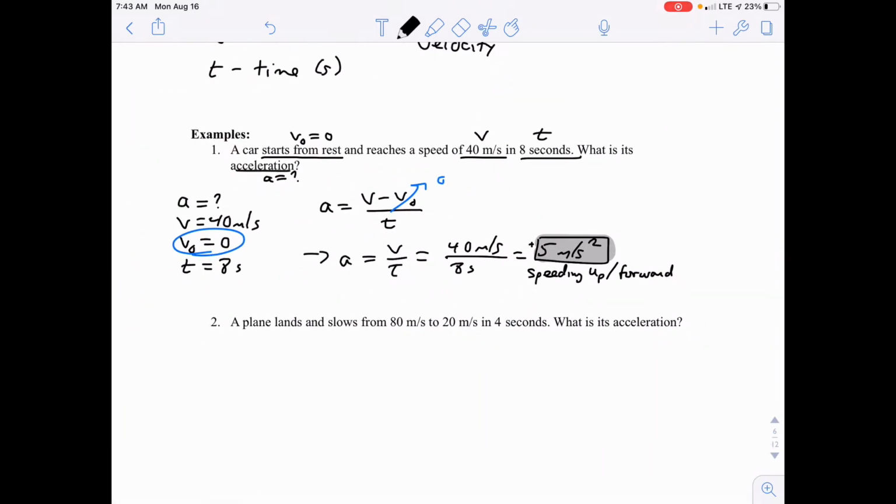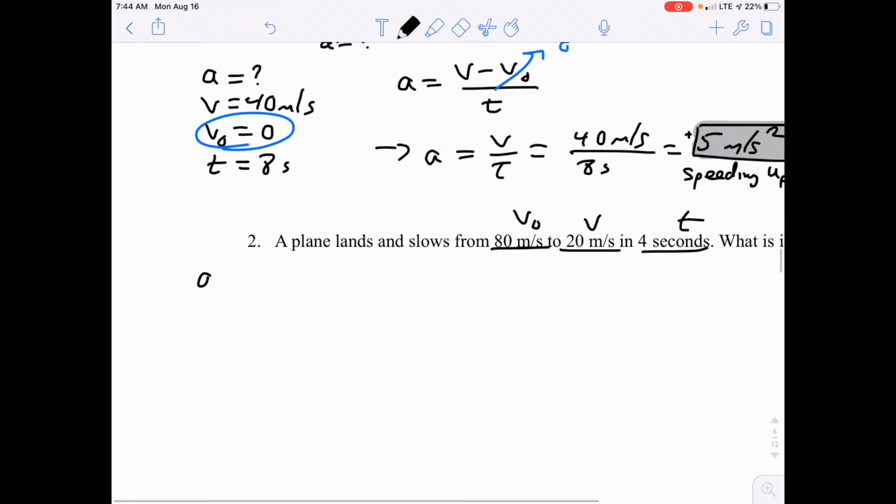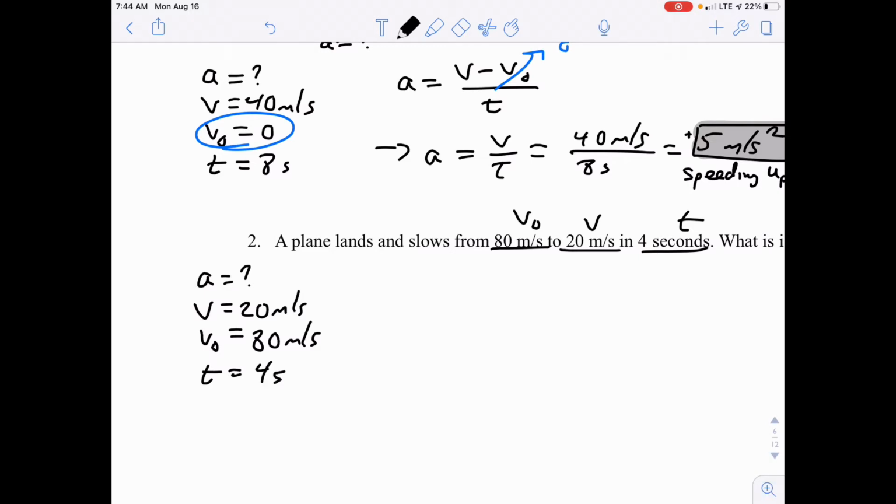Number 2, a plane lands and slows from 80 meters per second to 20 meters per second in 4 seconds. What is the acceleration? The first velocity listed should be V naught. The second one listed should be V final. Time, acceleration is the question mark. So again, make a nice vertical list of variables. A is the question mark. V is 20. V naught is 80. T is 4.